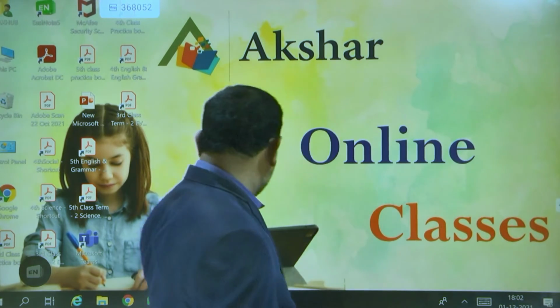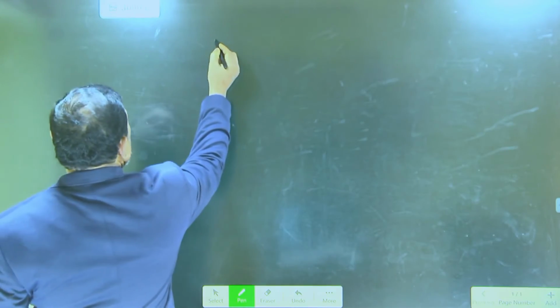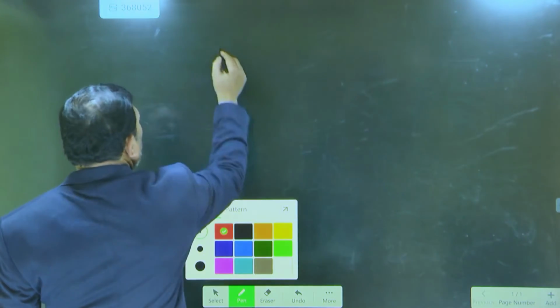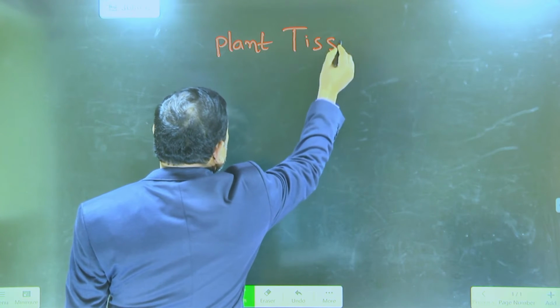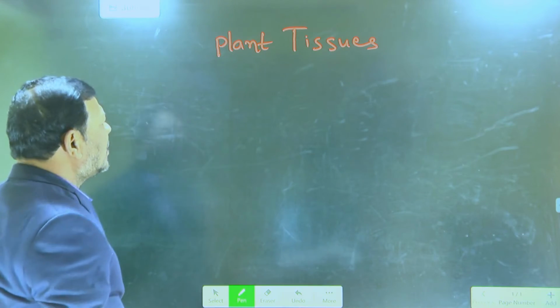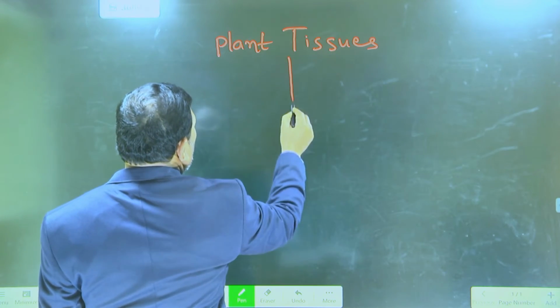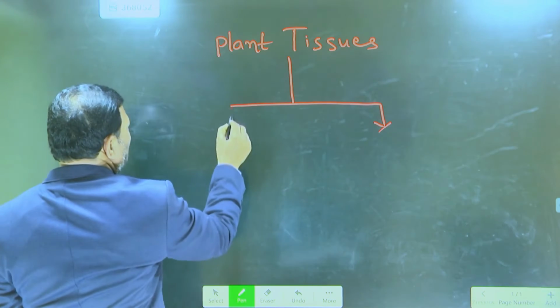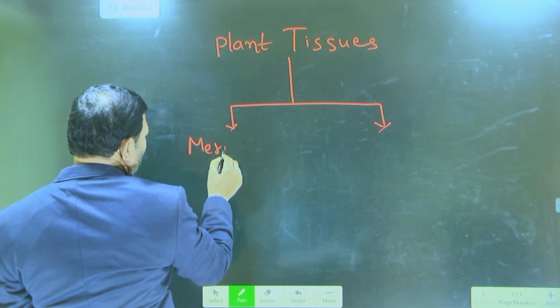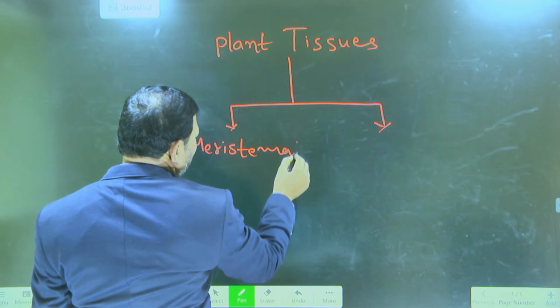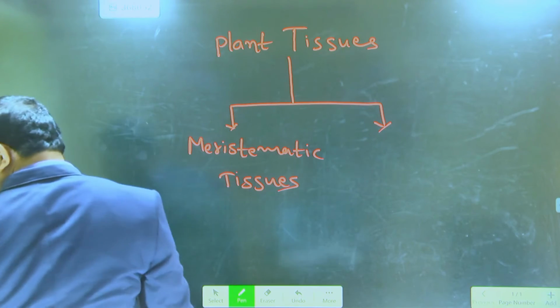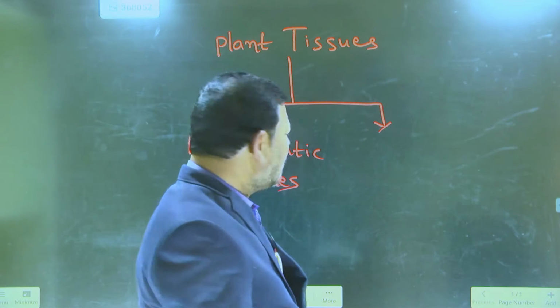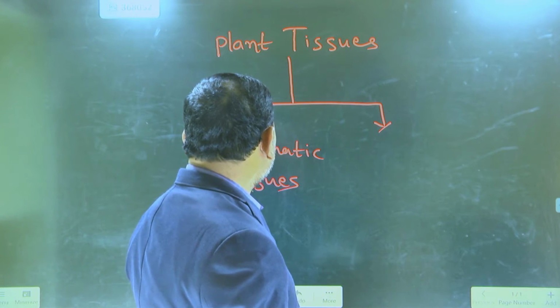Today we will discuss plant tissues. In plant tissues, especially two types of tissues are present. One is the meristematic tissue. Second one is the simple tissues, sorry.